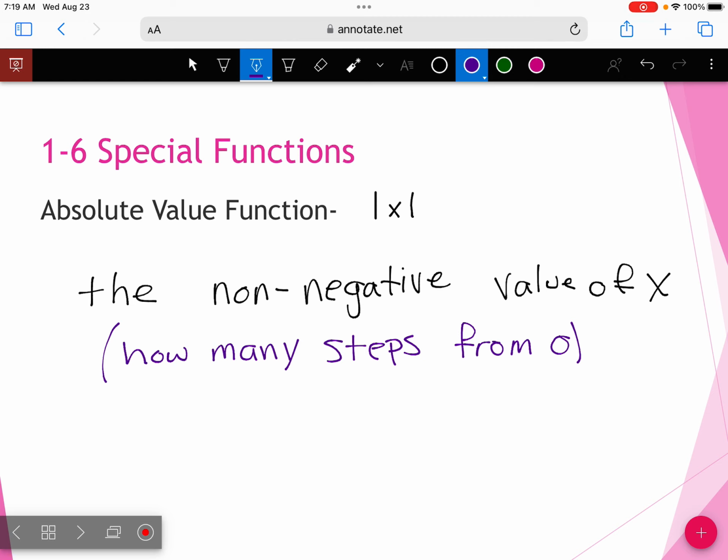And we are going to practice graphing these, making tables for these. And we're going to do it a couple of ways.